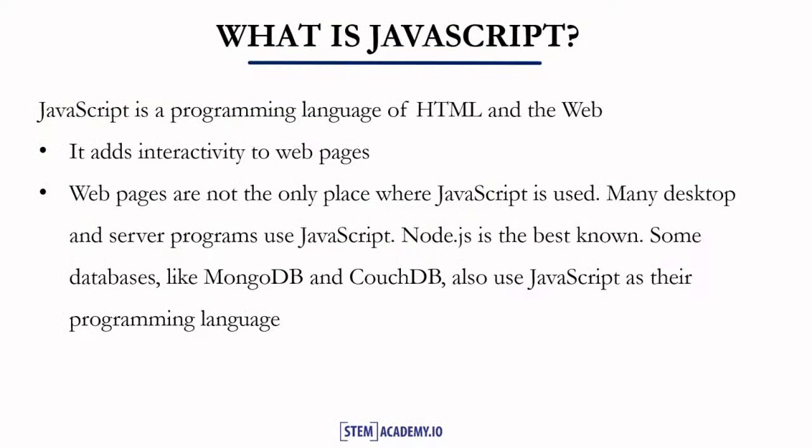JavaScript is the programming language of HTML and the web. It adds interactivity to web pages. Web pages are not the only place where JavaScript is used. Many desktop and server programs use JavaScript. Node.js is the best known. Some databases like MongoDB and CouchDB also use JavaScript as their programming languages.